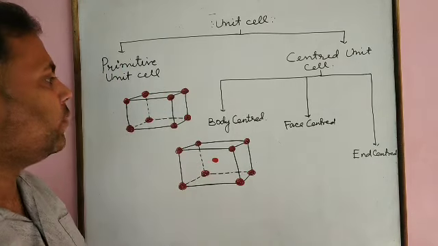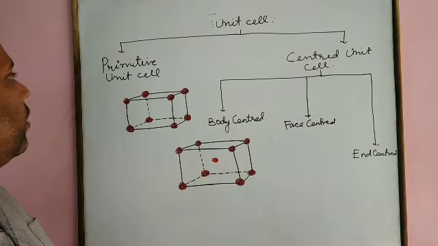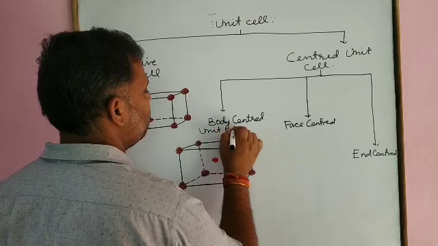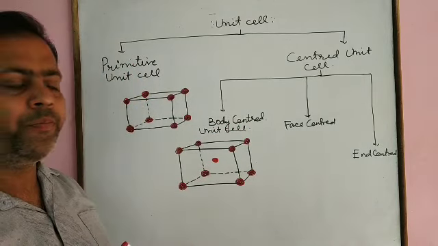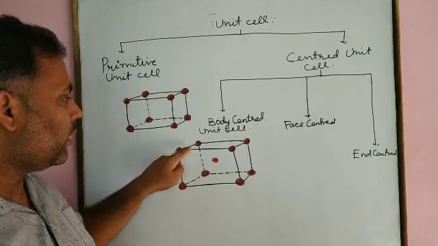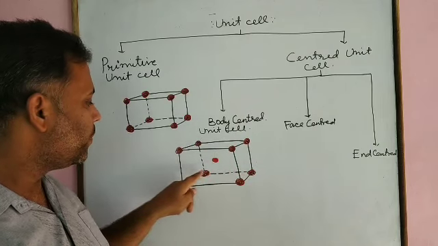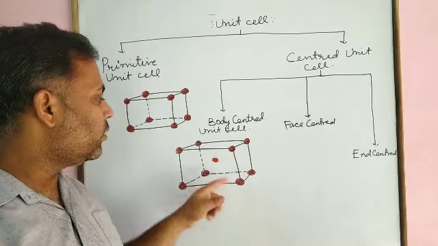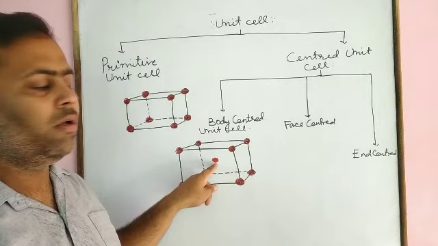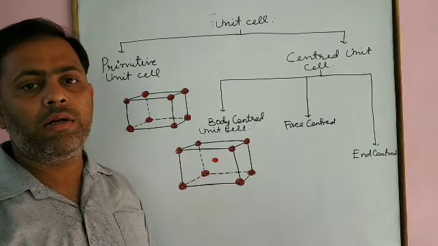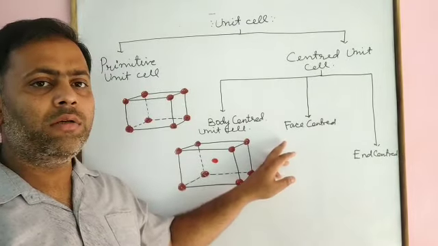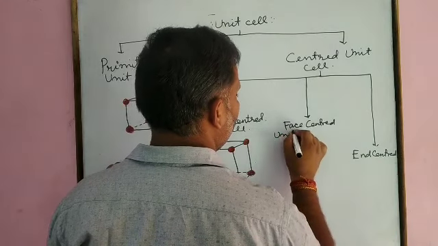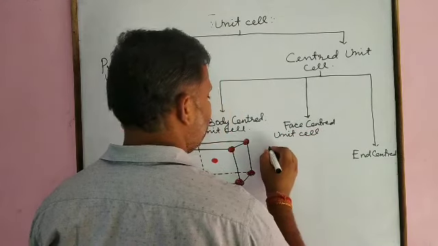This is the figure of body centered unit cell. This one is primitive unit cell, and this is body centered unit cell. You can see here that atoms are present at the corner of each cube. Clear? The atoms are present at each corner together with one atom at the body center. Therefore, it is termed as body centered unit cell. To the next, we will discuss face centered unit cell. Let us represent it.